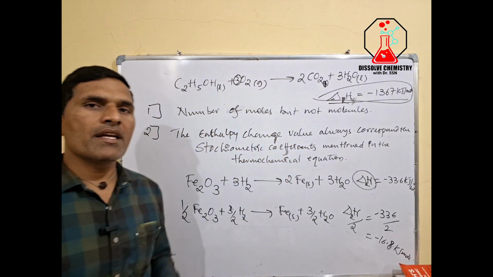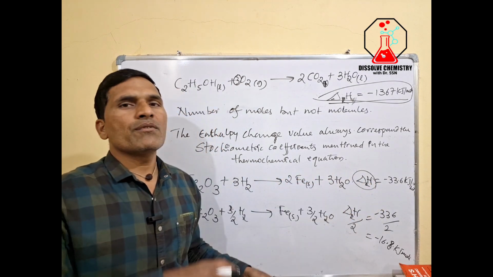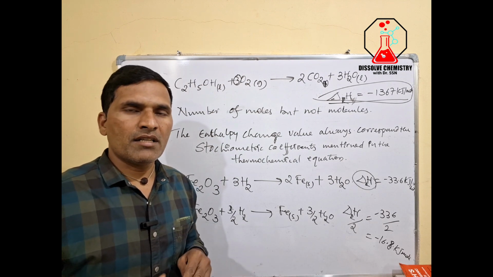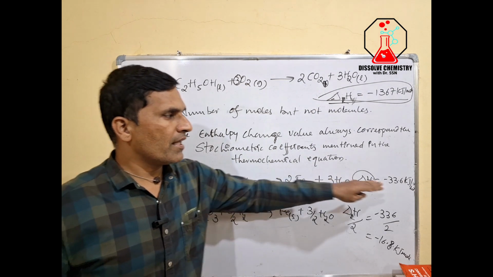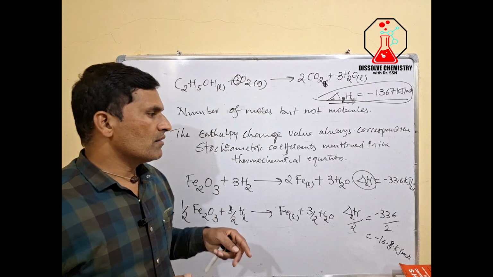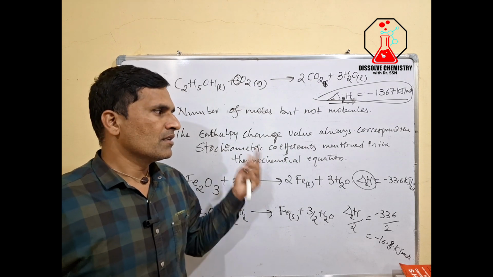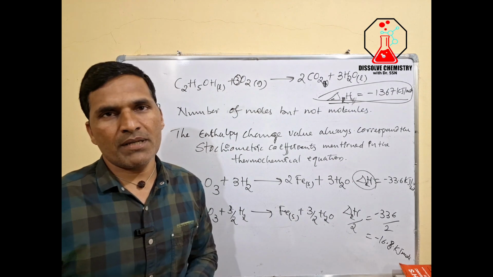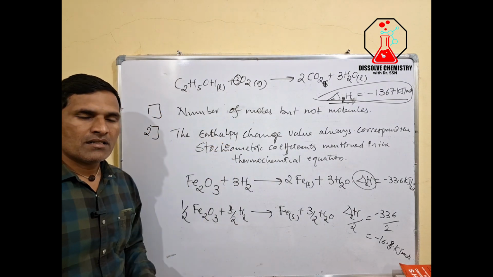It means if you are mentioning the enthalpy change for a reaction, and you divide the stoichiometric coefficients either by 2 or 3, whatever the factor may be, then your enthalpy value has to be divided. If you are multiplying, if you are increasing the stoichiometric coefficients, then at the same time the enthalpy of reaction also has to be multiplied by that particular factor. So that is the meaning of this second point.